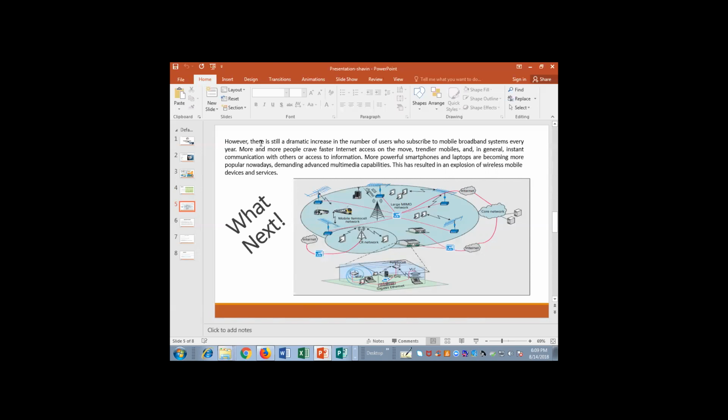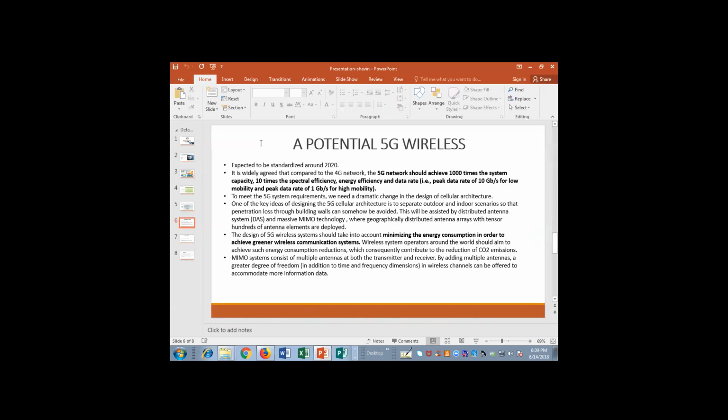So the image that I provided is from one of the articles that was provided by you. This is the structure of a 5G wireless network, right? And that's what we see as a potential 5G wireless, right?